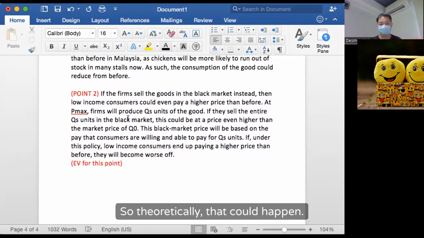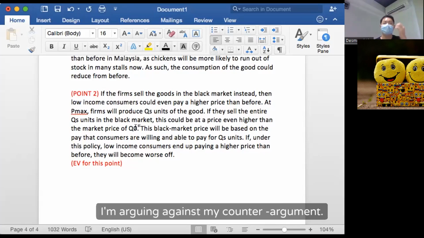So theoretically, that could happen. So then you challenge your own point. Okay, so this is my argument, or my counter argument. I'm arguing against my counter argument. Do we need to talk about an alternative policy?